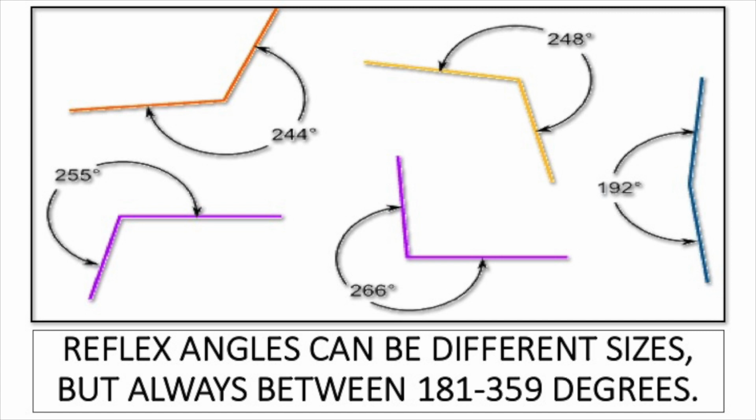266. Yes, you see, 192 is a reflex angle. The shortest, the smallest one we've got here. And the largest one, 266. And then we come to the final angle. The largest one, that's a circle.